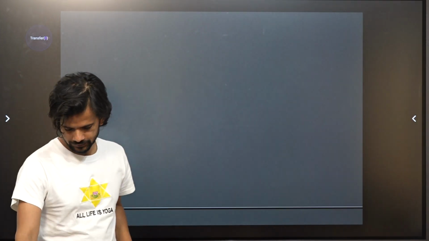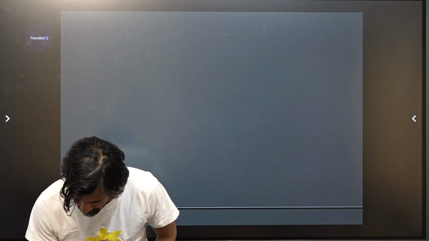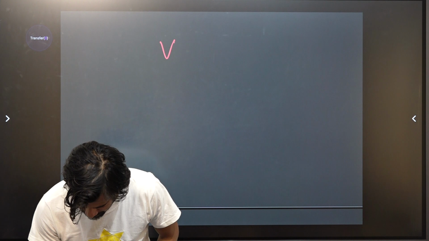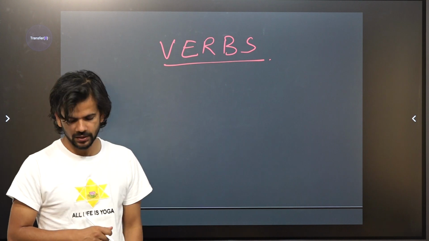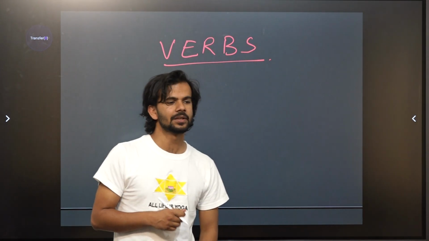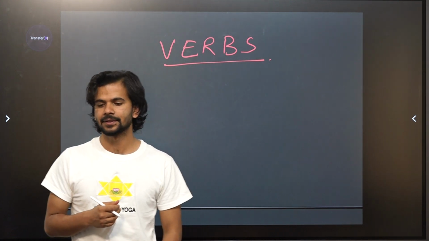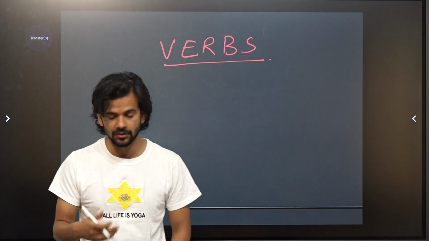Okay, so this lesson will focus on verbs. So our topic is: what is a verb? We know. What is a verb? A verb is a word that expresses an action, that denotes an action, right?